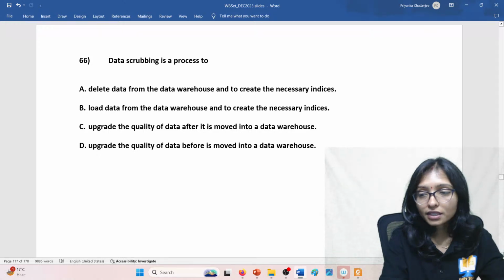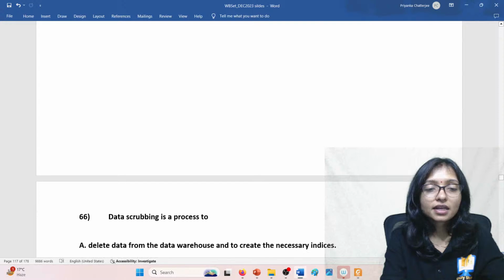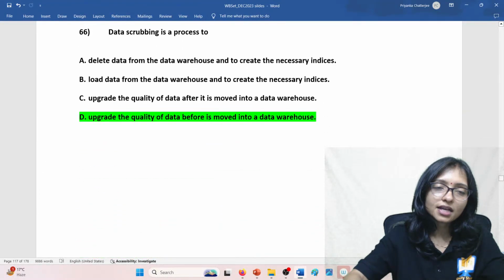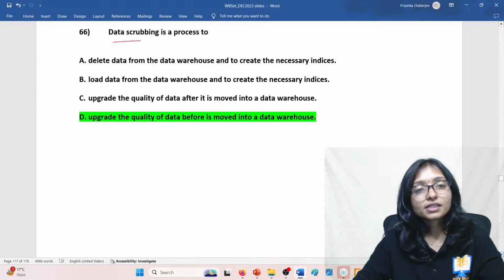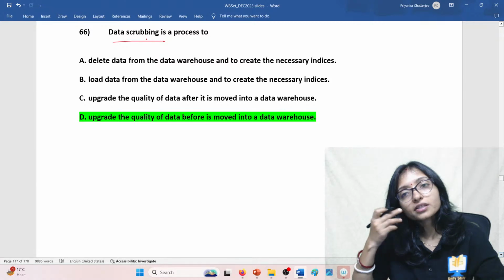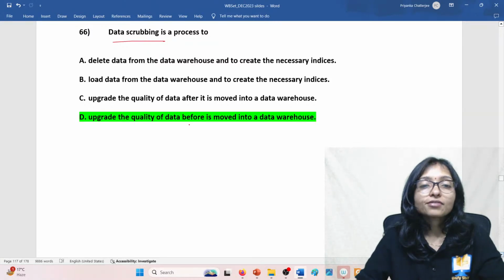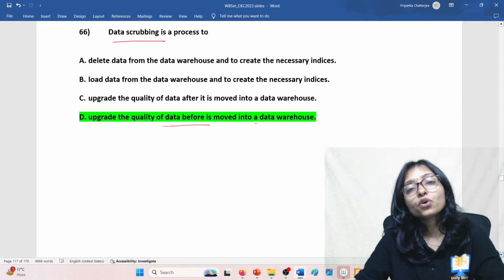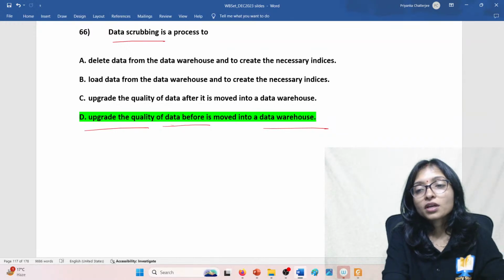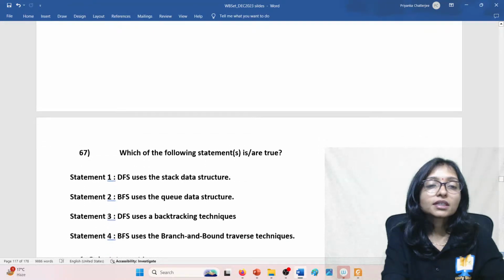Yes, here this answer is correct. Data scrubbing is the method. Data scrubbing, it is a very popular question. So many examiners are asking this question. I always say, before going to a party you have to scrub your face because you want to get a good quality look. That's why, before sending data to the data warehouse, you have to upgrade the quality. So the answer is this one. This is always a very popular question. Now do this.